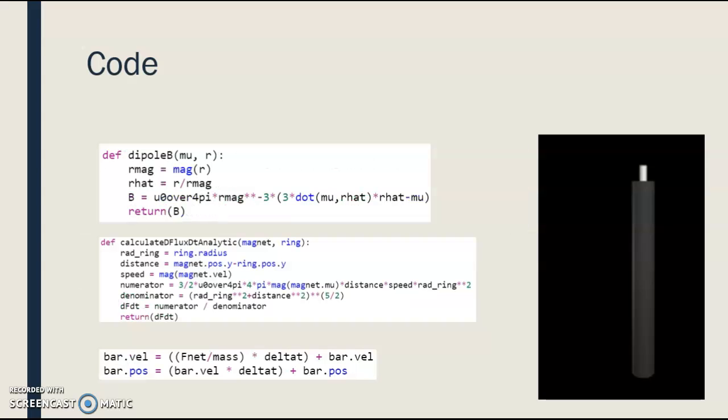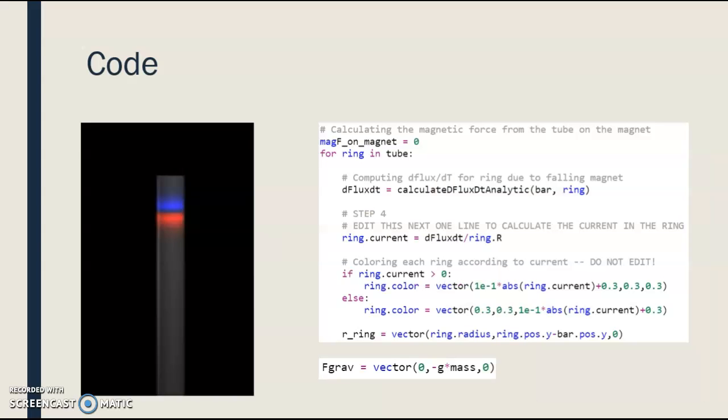I'll then define the functions for the magnetic field of a dipole and d flux dt based on the previously stated equations. Then I called the d flux dt function to determine the current using Ohm's law. I also determined the gravitational force on the magnet as well as an r vector between the ring and the bar.